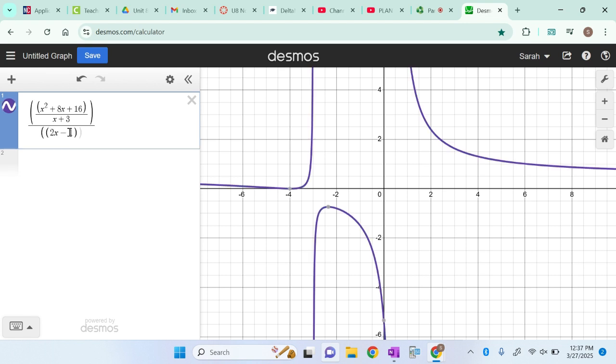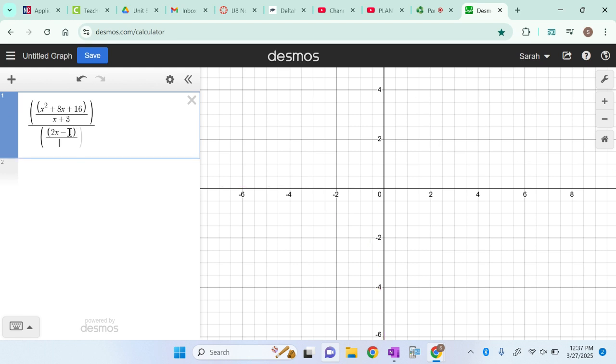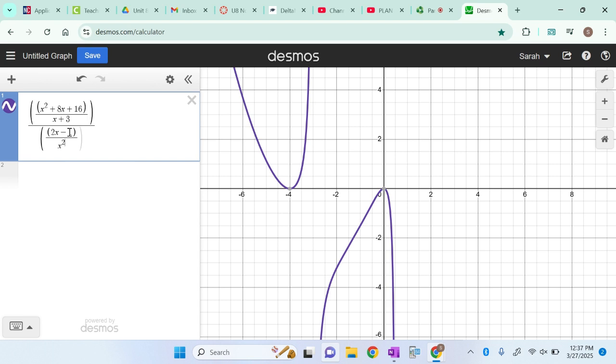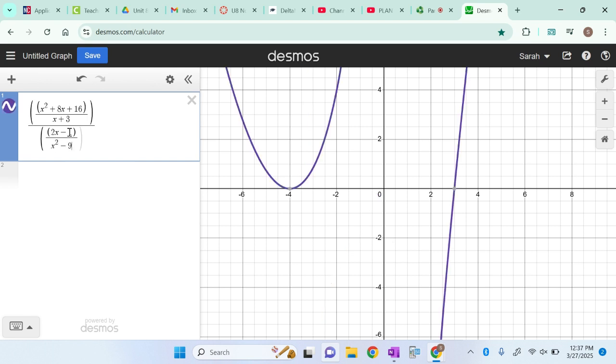Another parenthesis out here, all divided by x squared minus 9. So this is what your graph looks like. This is your original. What's going to happen is that if you graph all of those answer choices in Desmos, your graph will look exactly like that graph. It'll overlap it completely.